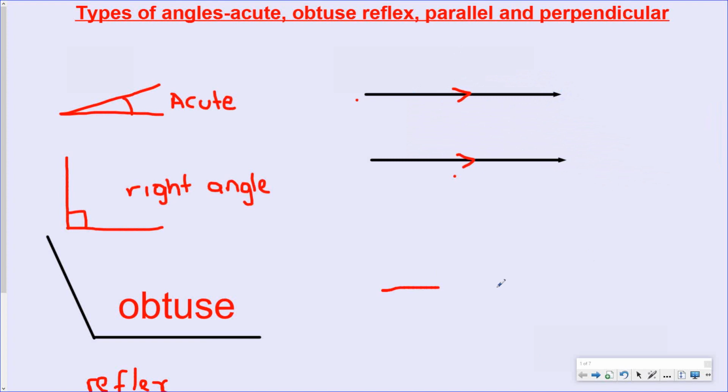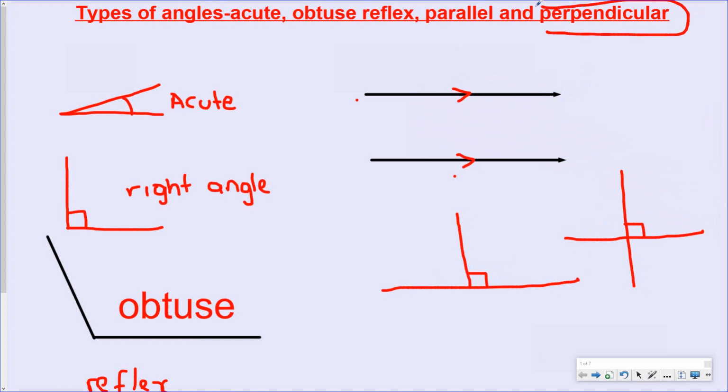But we've got this one now, which we call perpendicular. Perpendicular means 90 degrees. Perpendicular just means 90 degrees. Let's look at another perpendicular. Can we see our perpendicular there? This is a vertical line. This is a horizontal line. And if they intersect each other at 90 degrees, we say that they're perpendicular. Can you see that word up there? Perpendicular. So we've got parallel that goes to that one.